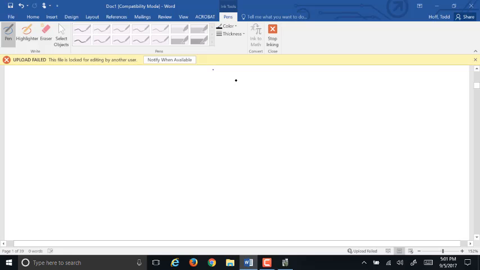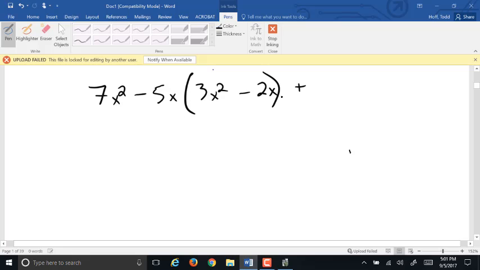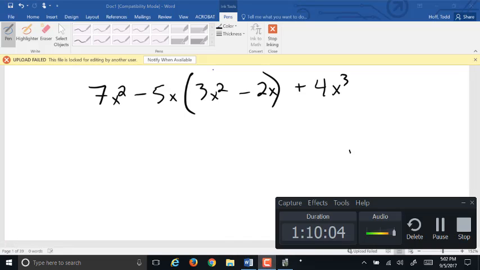I'm going to have you guys try one in your notes here quick. So 7x squared minus 5x, then in parentheses, 3x squared minus 2x, I should say, plus 4x to the third. Give that one a shot. We'll talk about it in just a minute.